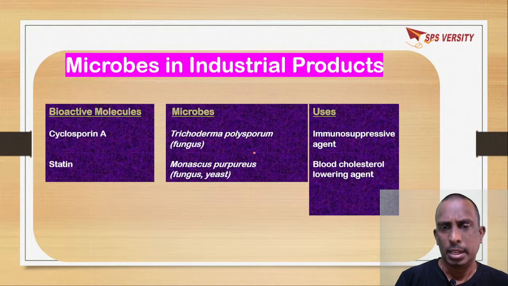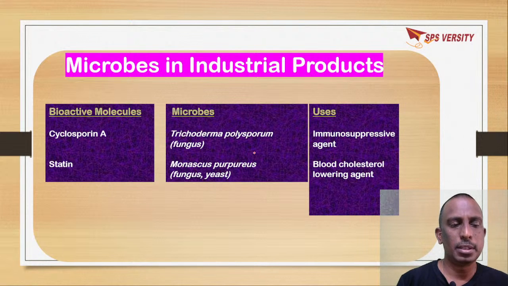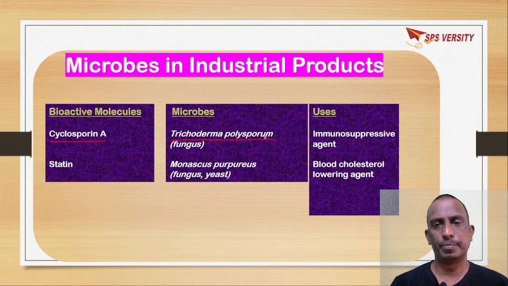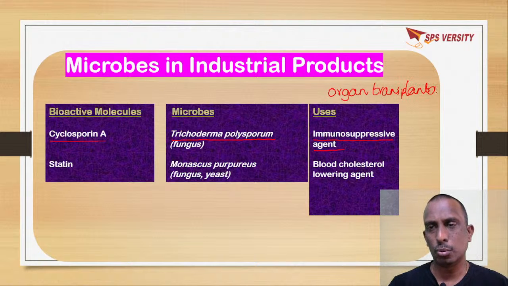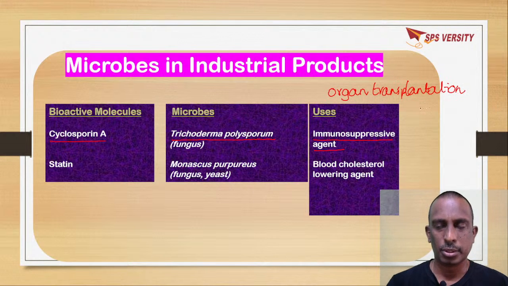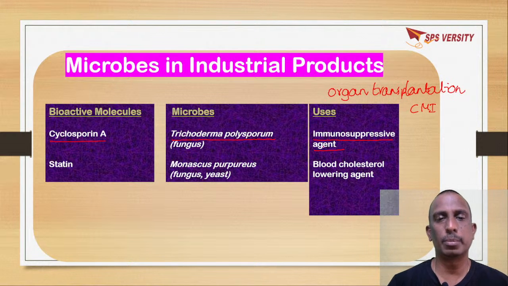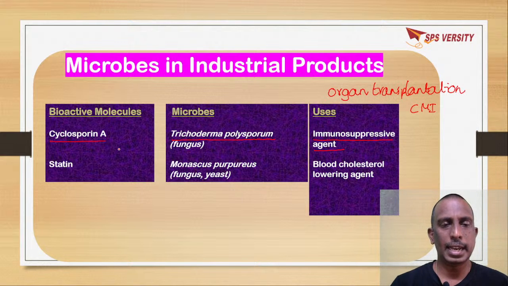And at the same time, there are bioactive molecules which are used in medicine. We use bioactive molecules like cyclosporin A, which is extracted from a fungus, Trichoderma polysporum, and is used as an immunosuppressive agent. What is meant by immunosuppressive? If any person undergoes organ transplantation, the human body will not accept the organ given by a donor. To make it acceptable, the cell-mediated immunity should be suppressed. To suppress this, we use immunosuppressive agents. So cyclosporin A acts as an immunosuppressive agent.